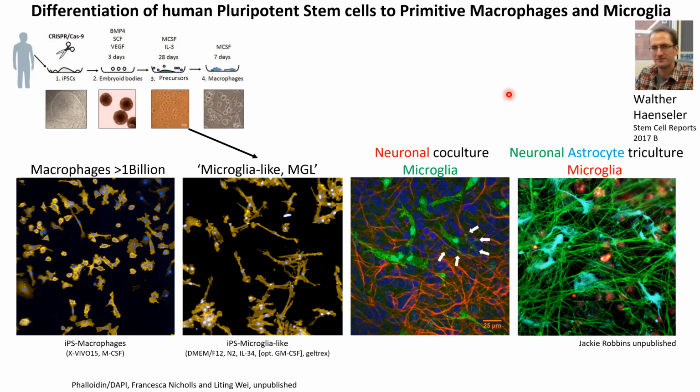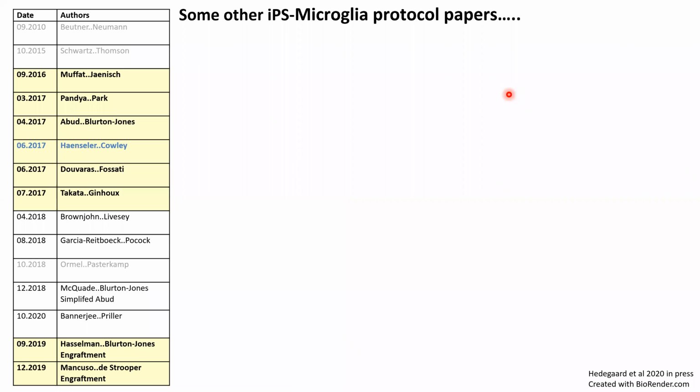And this was the work done by Walter Hanseller in our lab, and it was published a couple of years ago. We were not the only ones to publish at that time. There was a complete flood of papers all around the same few months describing methods for making iPS microglia. The basic early differentiation part, mimicking this primitive hematopoietic or myelopoietic pathway, is pretty common to all of them, although I would argue that ours is probably the more efficient, productive, and simple.